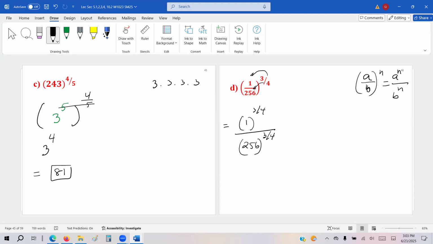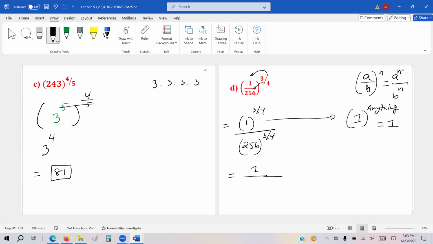Now comes the second exponent rule. What is 1 to the anything? Positive, negative, zero, decimal, fraction, whatever. 1 to the anything is 1. So what do you want for the numerator? Only 1. Because 1 to the 3/4, it doesn't matter, the answer is 1.